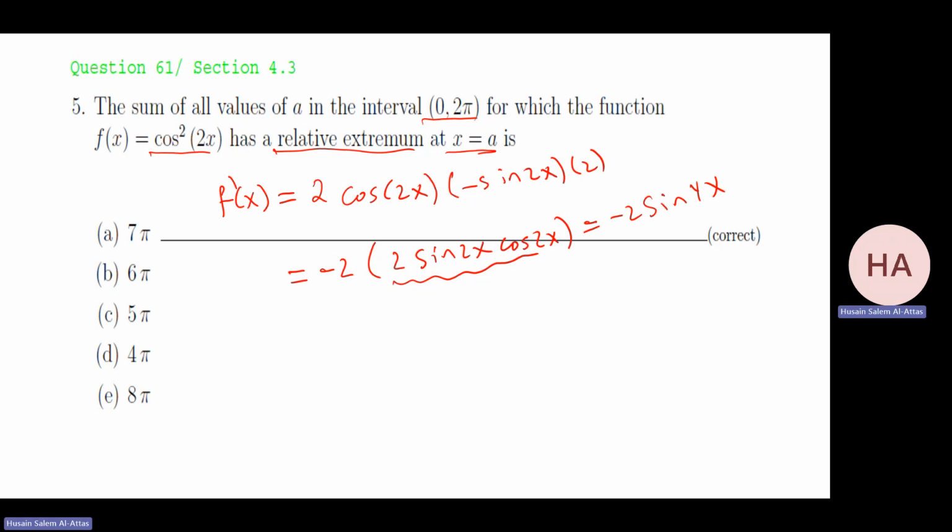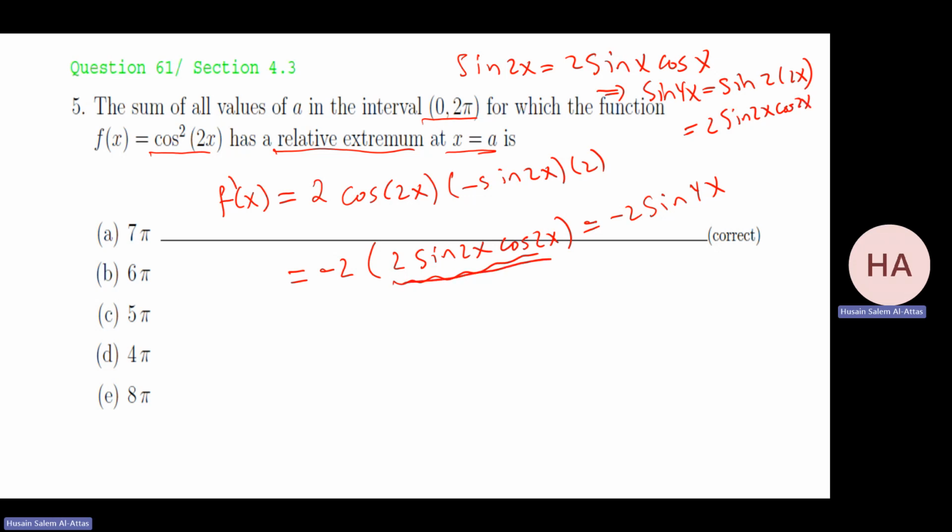Okay. Double angle, huh? We know that the double angle formula sine 2x is 2 sine x cosine x. So sine 4x, which is sine 2 of 2x, means it's 2 sine 2x cosine 2x, which is this. So that will be minus 2 sine 4x. Okay, now f prime equals 0. We'll get what? Sine 4x equals 0.